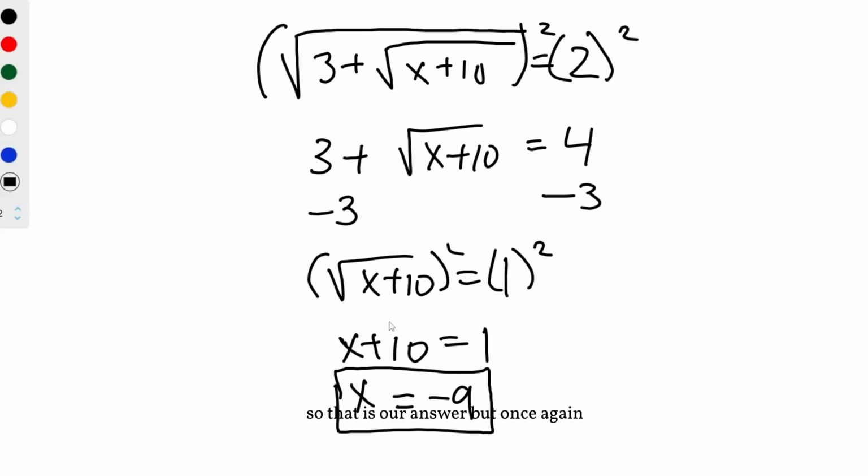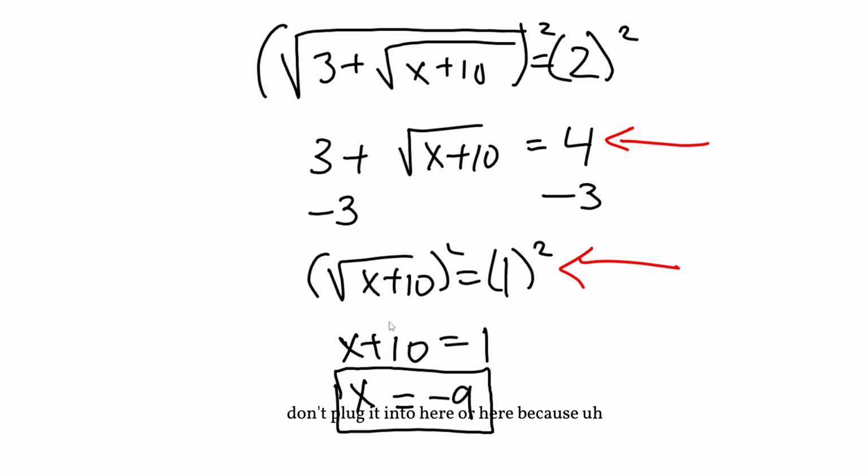So that is our answer, but once again, we need to make sure that this is not an extraneous solution. So let's plug negative 9 back into our original equation to make sure it gives us a true answer. When I say original equation, I mean the exact equation they gave you. Don't plug it into here or to here, because you might get an answer that makes sense, but that's because you already simplified the original version, if that makes any sense. So just make sure you plug it into the original equation you're given.